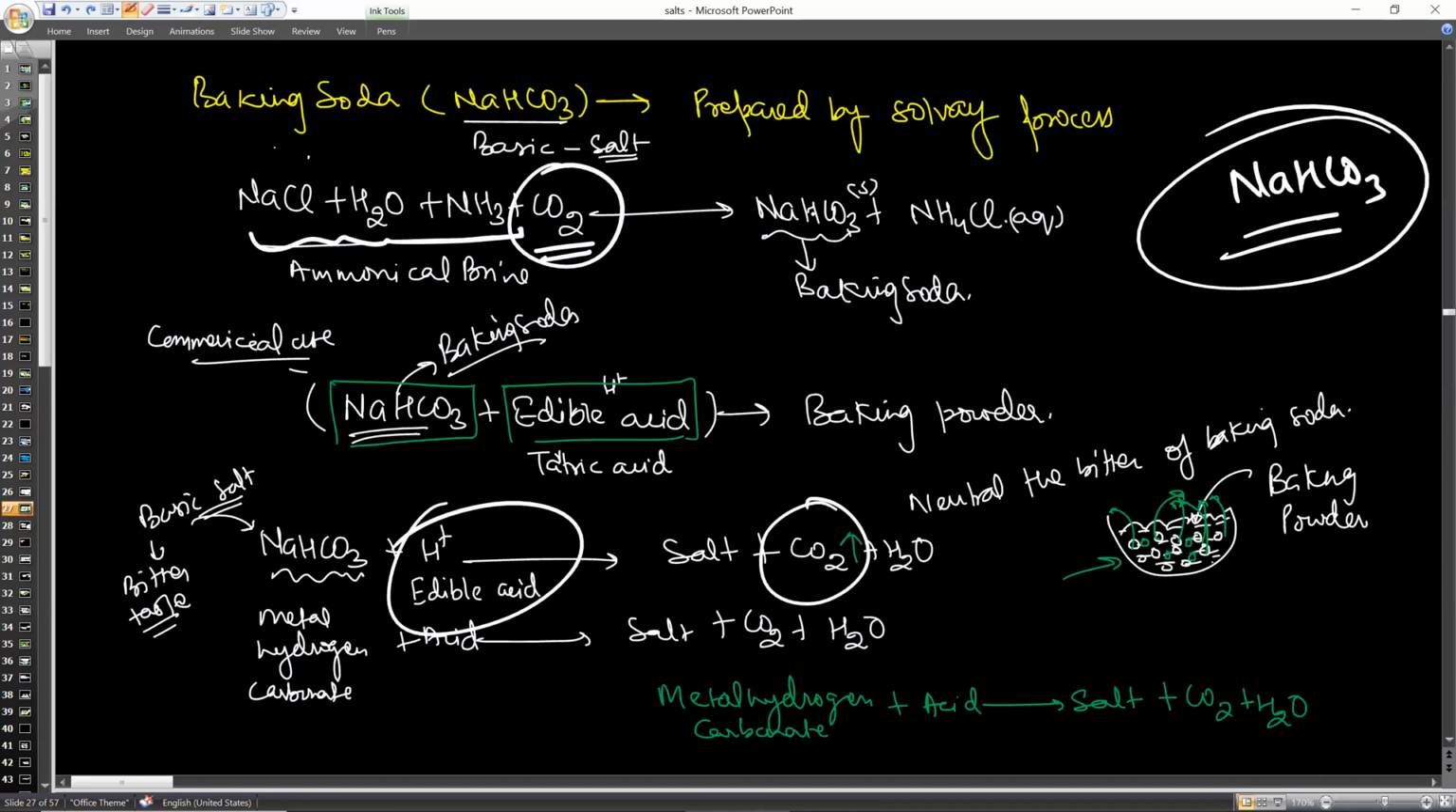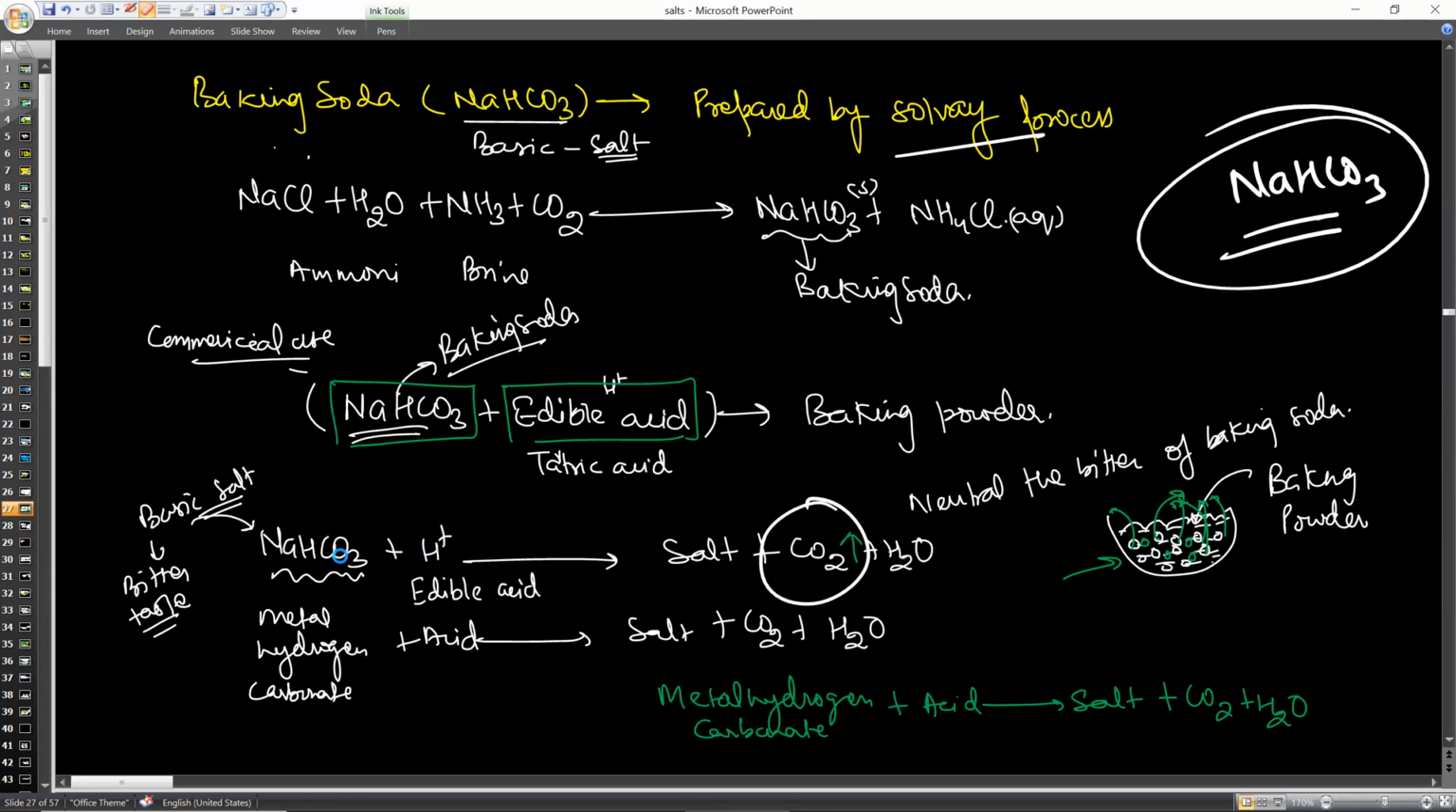So please note it down. Baking soda is prepared by the Solvay process. Both washing soda and baking soda are prepared by the Solvay process. Note down how it is prepared. This is baking soda here, and the commercial use is that when baking soda is treated with an edible acid, it gives you baking powder. And what is the role of baking powder? When an edible acid is added to the baking soda, it will give you salt plus carbon dioxide, and it neutralizes the bitter taste. So note it down, please.